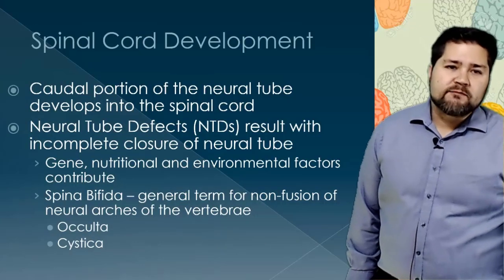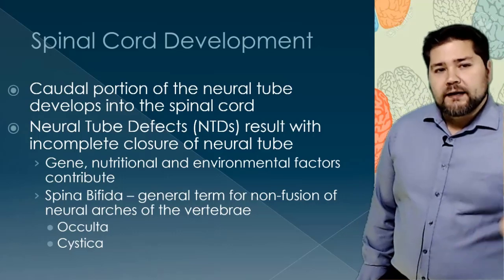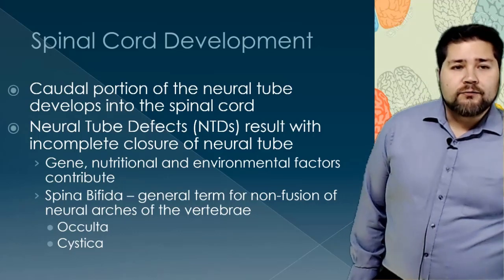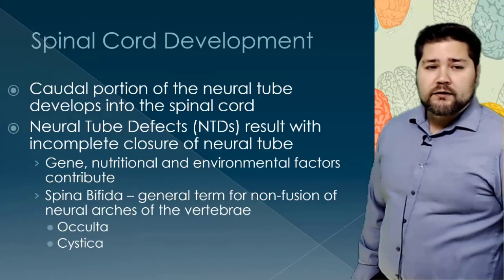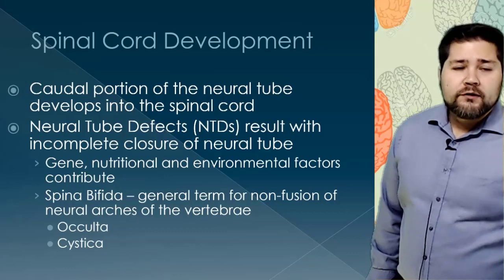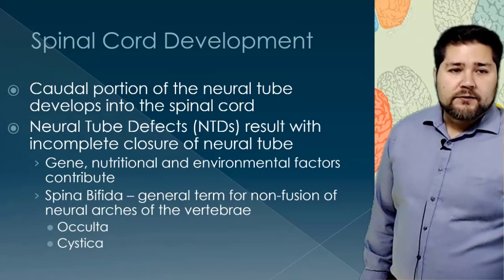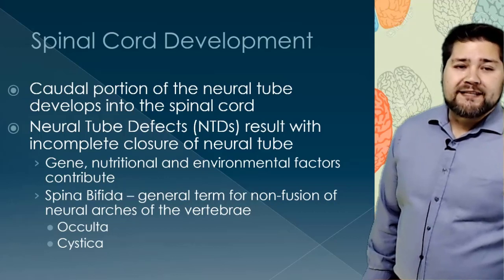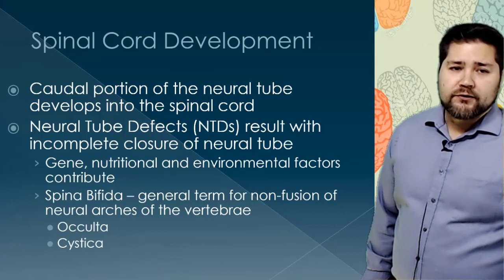Now let's take a look at spinal cord development. This one's pretty straightforward, and starting with the 4th somite and moving caudally, the neural tube will develop into the spinal cord. Assuming everything goes right and the fusions happen accordingly, everything will just continue on and become a spinal cord with the vertebral column. However, if the neural tube does not close completely, we can get what's known as neural tube defects, or NTDs. And these are just incomplete closures of the neural tube.